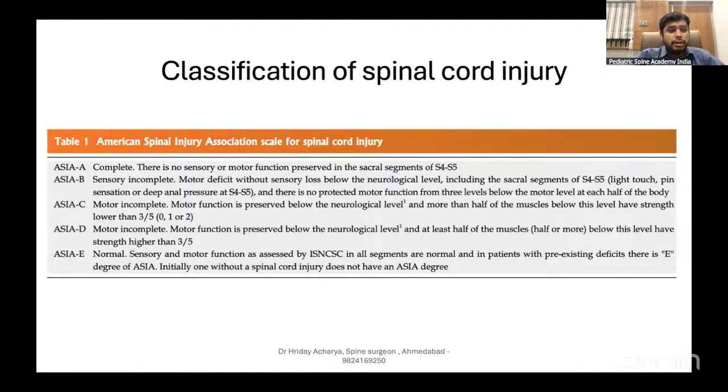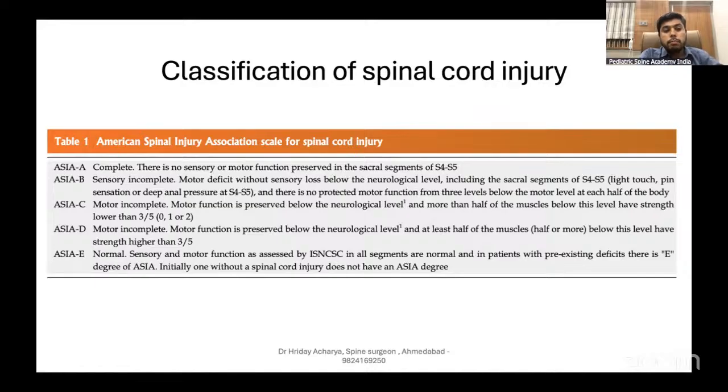So before rehabilitation, there is classification of spinal cord injury. So spinal cord injuries are classified into five types as per Asia classification. Full form is very important. Full form is American Spinal Injury Association Scale, ASIA. So Asia A, B, C, D, E.